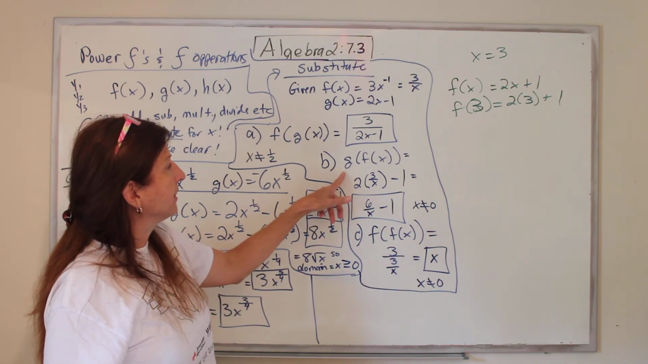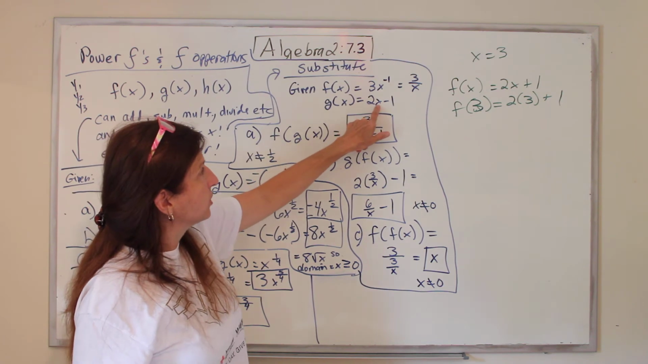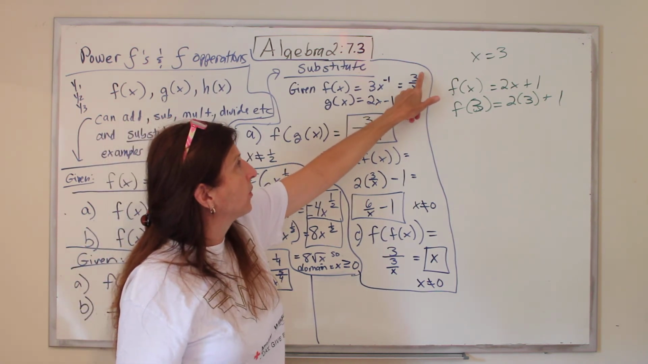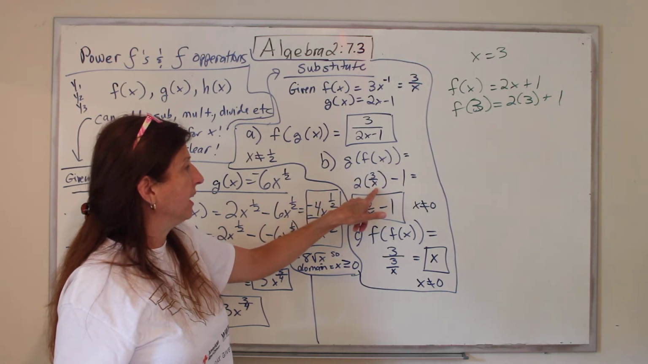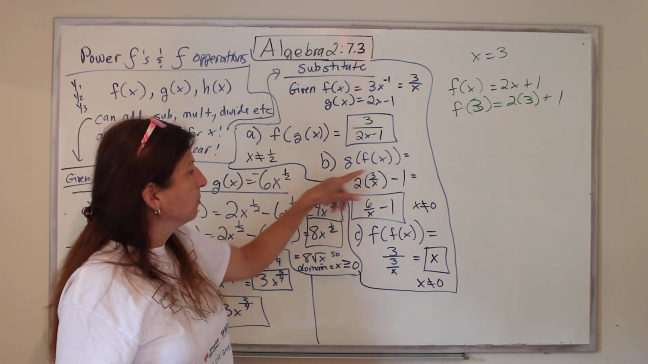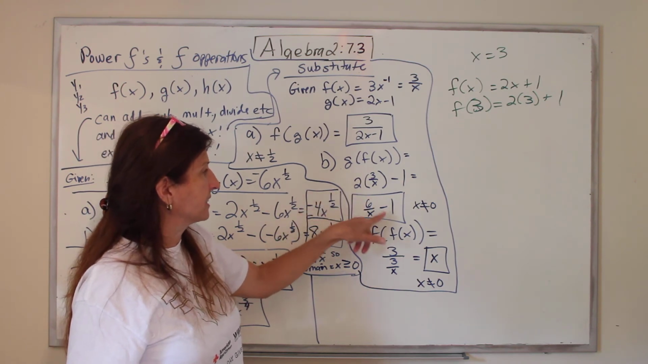Alright, so now we're going to do it the other way. g of f of x. That means for this x, we're going to substitute 3 over x. So it's 2 times 3 over x minus 1. You multiply numerators, so 2 times 3 is 6 over x, minus 1.